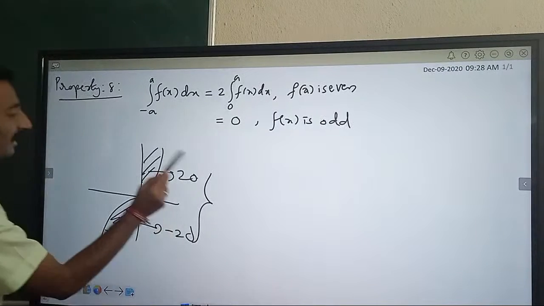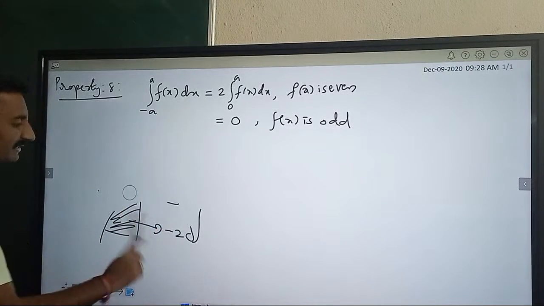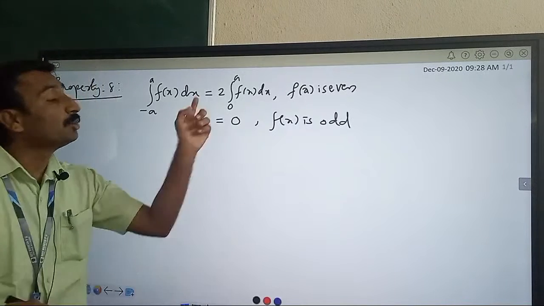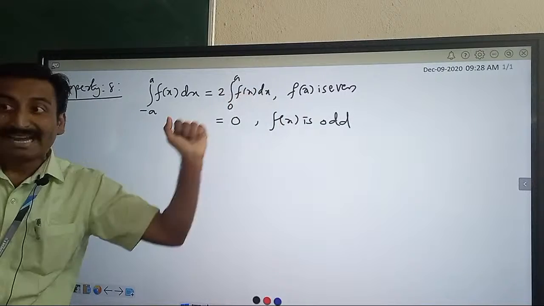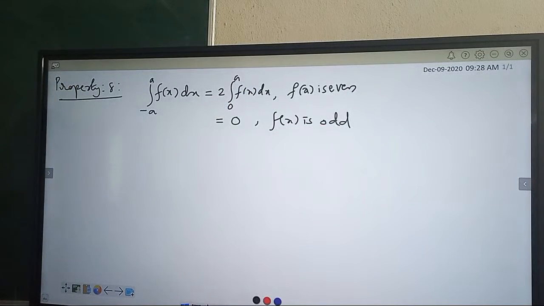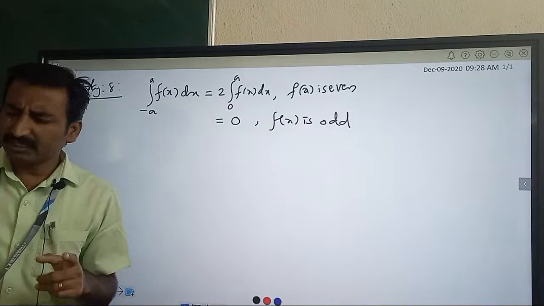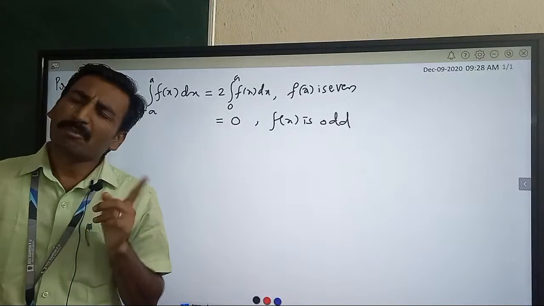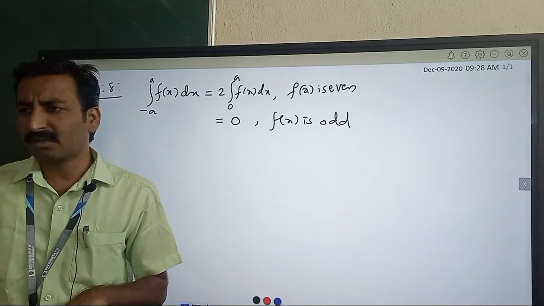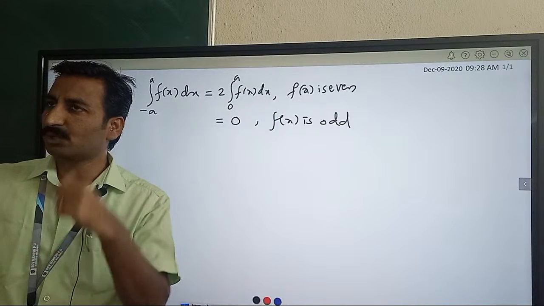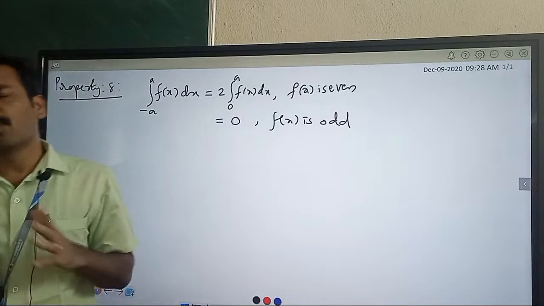Correct? So whenever the function is even, then obviously you can say 2 times the integral from 0 to a of f of x dx. Yes. So one thing comes to our mind: sir, something is going wrong. We studied properties 6, 7, 8. In property 6, what you learned was the integral from 0 to a of f of x dx plus the integral from 0 to a of f of 2a minus x dx. Okay, that is right.